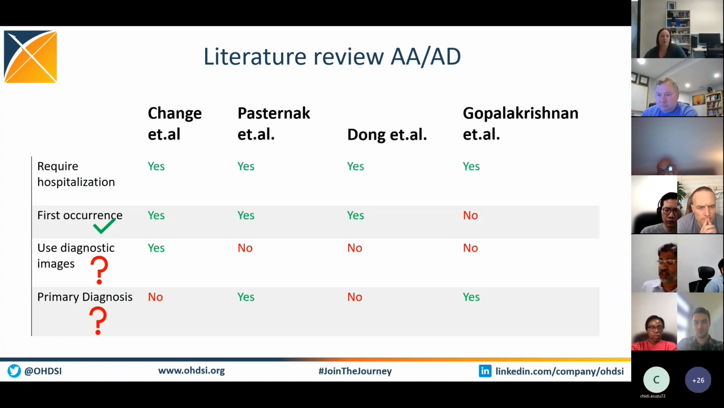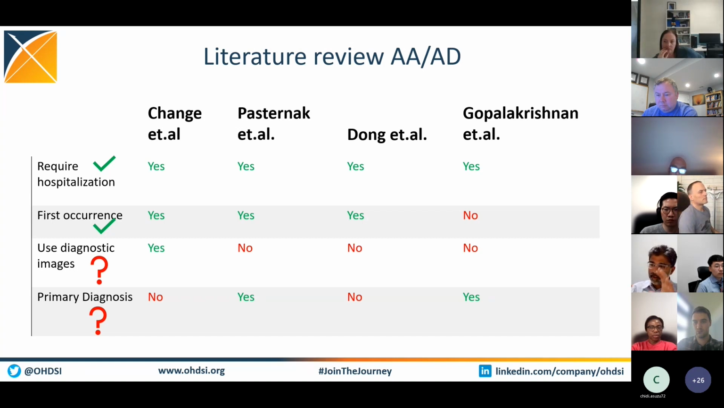So if we synthesize those, you can see that there is some variation. Almost all of them required hospitalization. 3 out of the 4 required them to be the first occurrence. Only 1 required diagnostic images, and 2 out of the 4 required primary diagnosis.